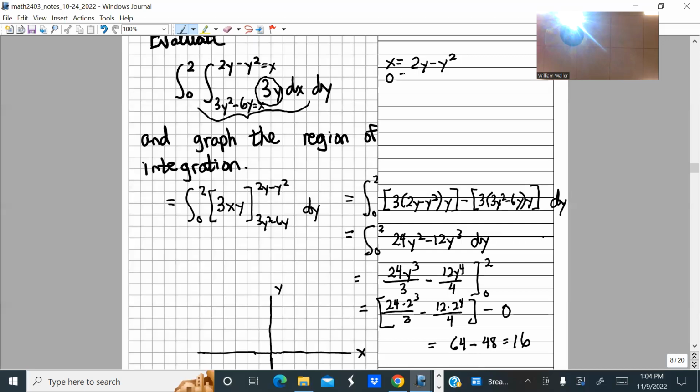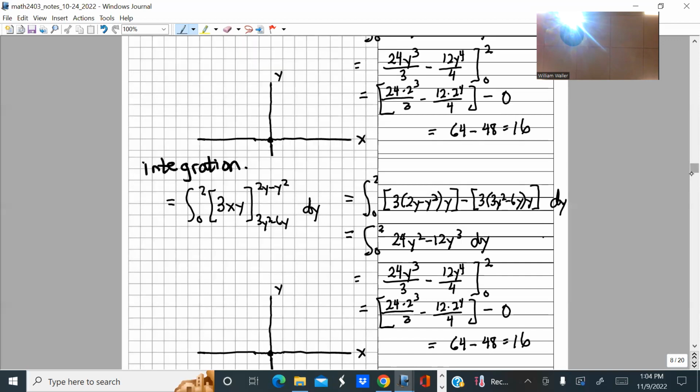If you set x to 0, that now is a little bit easier to deal with, right? Isn't that going to be y times 2 minus y equals 0? And I think I know what the solutions to that are, right? Aren't they 0 and 2? Okay. So this first equation crosses the y-axis at 0 and 2.